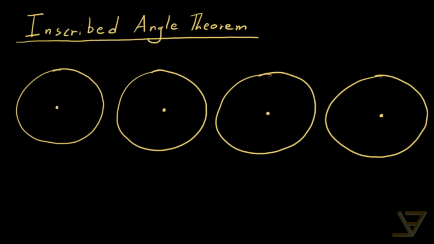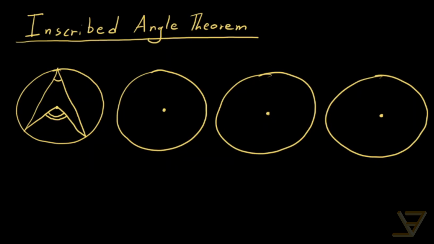Hi everyone, let's talk about the inscribed angle theorem in geometry. There are usually four cases that are presented. So the first case is one that some people call the Star Trek theorem because of the shape of the inscribed angles. And it says that this angle up here is half of the angle down here.